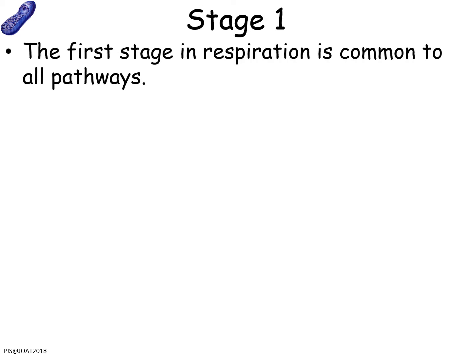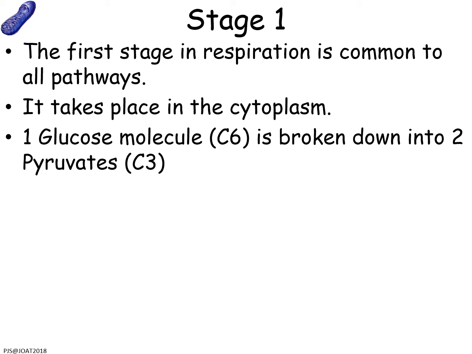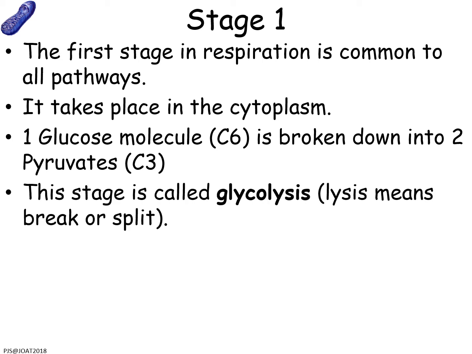Right, so to our first stage. So first stage is common for everything. You already know this. This is glycolysis. Okay, it's in the cytoplasm. We're going to take a glucose molecule, which I've said you need to know the carbon number 6, and we're going to break it down into 2 pyruvates. Since we've broken a 6 into 2, obviously they must be 3s. It's what you already knew.